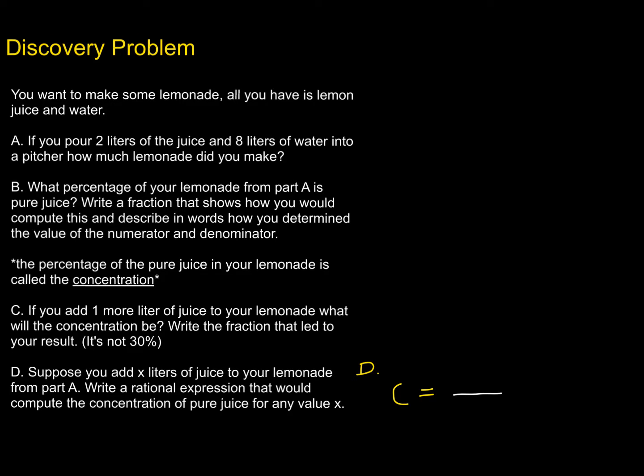So to get started, let's go ahead and work through this problem. I want you to try this on your own. You don't need to spend time copying all of this down. All you should do is label discovery problem, write down the header, and then label A, B, C, and D with your answers fully written out and explained.